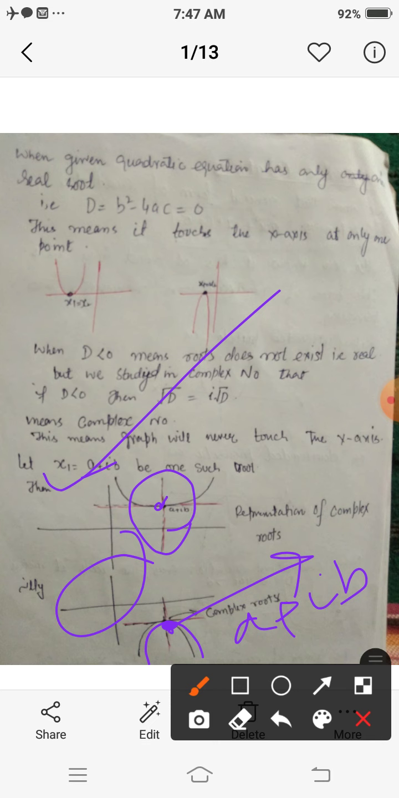Root means where it touches the x-axis. Here in the real plane it does not touch the x-axis, while it touches these two new axes. That is why this is called a root, and we say that its roots do not exist in the real set, because its graph never touches the x-axis. So this was all about complex numbers and quadratic equations. Inshallah, in tomorrow's video lecture we will discuss a new unit.